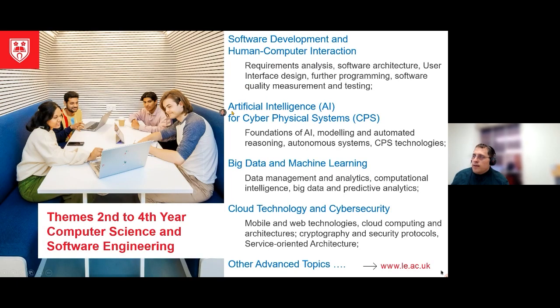The next theme is artificial intelligence for cyber physical systems, which not only covers artificial intelligence, which is omnipresent at the moment, but it also integrates that into systems which combine tangible and digital components to create autonomous systems like the robot dog that you might have seen in some of our promotional material.